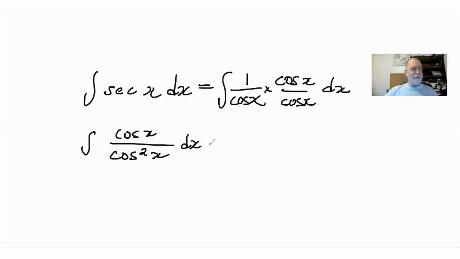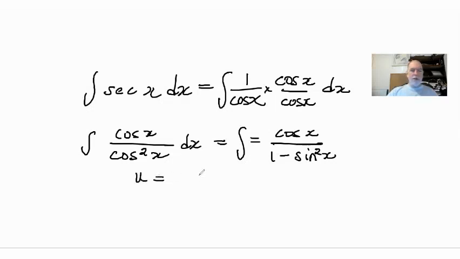Well, what is that? All right, well, let's keep moving. And that equals cosine x all over 1 minus sine squared x. And this is nice because now we've got a derivative in the numerator of something in the denominator. So let's make a substitution. We'll make u equal to sine x, so du equals cosine x dx.